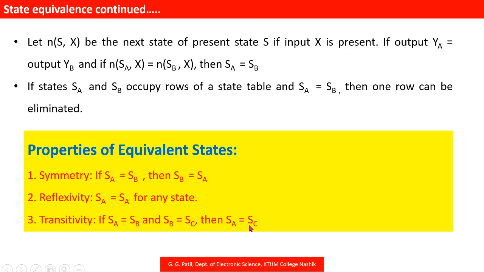These three are very important properties of equivalent states, and we have to use these properties in the reduction of equivalent states in the example to be studied next. Three properties: symmetry, reflexivity, and transitivity.